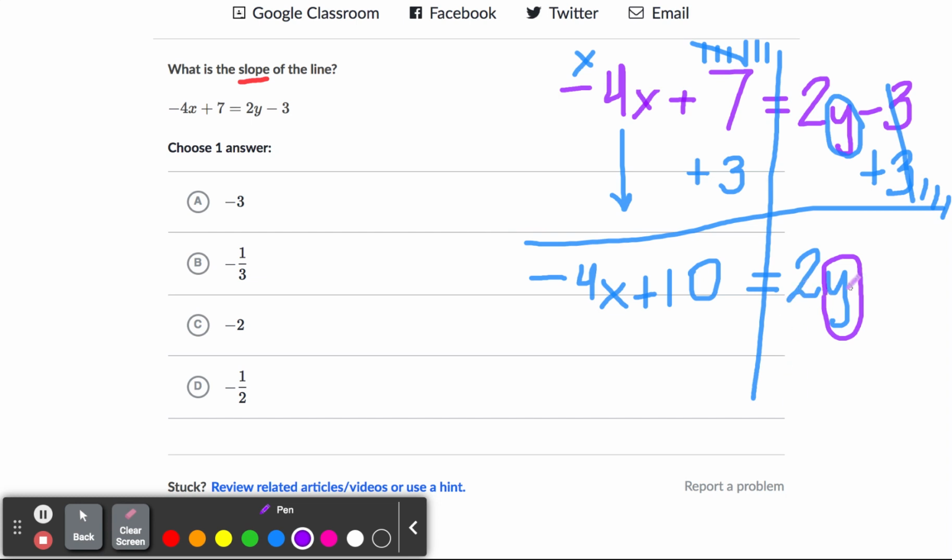All right, so we've got 2y, and think about it like this. I've got y, y. Okay. We're gonna keep going. So we've got y, y. I want to get y by itself. So what am I gonna do? I'm gonna split it. I'm gonna divide it by 2.